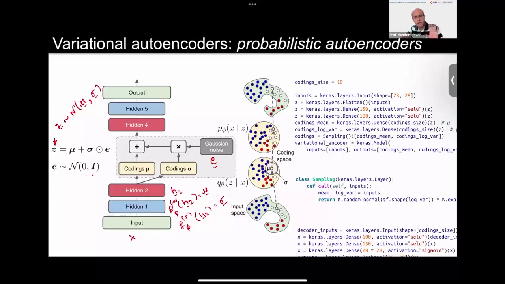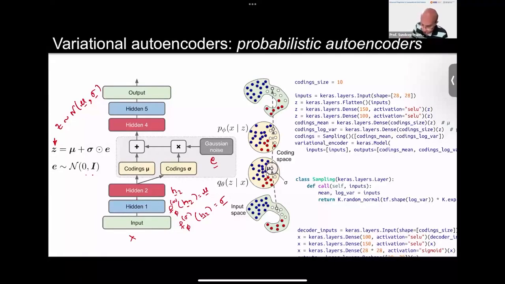So it's basically sampling the random standard normal distribution, Gaussian with mean 0 and variance 1. I transform E to generate Z. How do I generate Z? Z is a function of mu and sigma. How do we generate mu and sigma? That's a function of hidden layer output, H2.